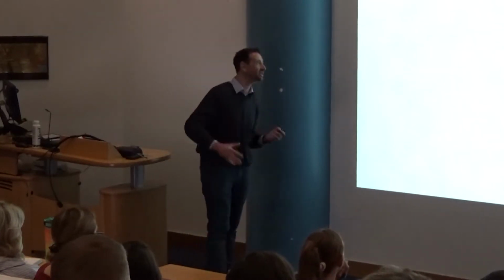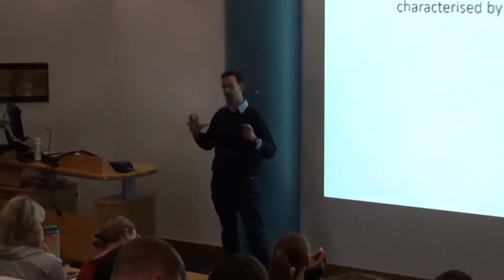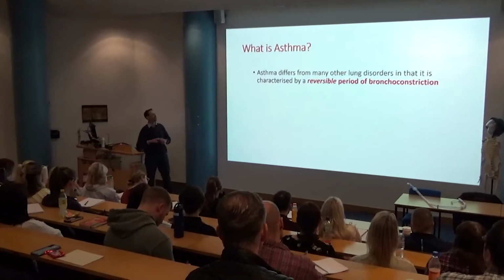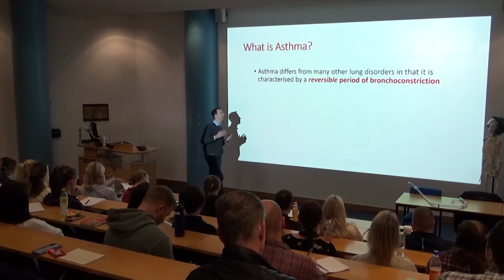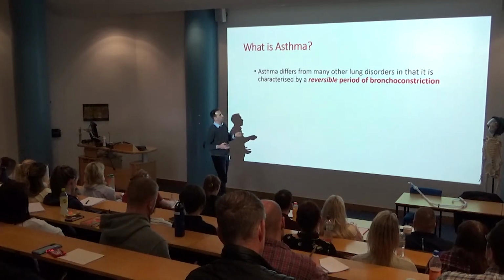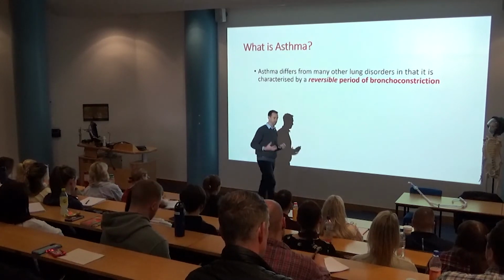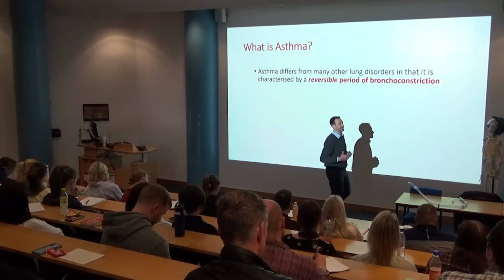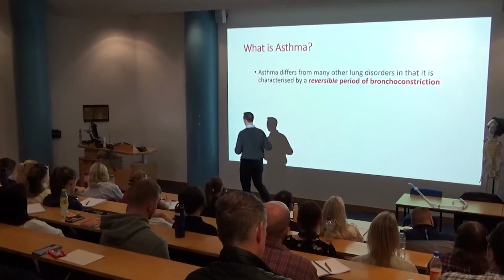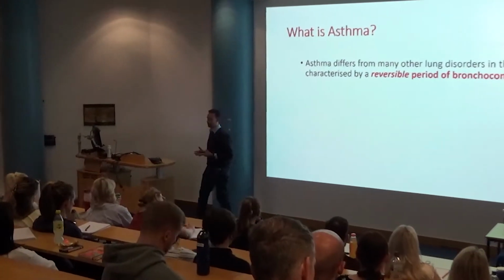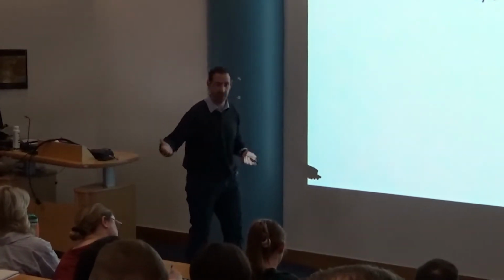So asthma differs from many other lung disorders, okay? It's a bit of a particular one. It's in a world of its own because one of the main characteristics of asthma is a reversible period of bronchoconstriction. So asthma is a chronic respiratory condition that is characterized by reversible periods of bronchoconstriction. And the whole point of it being reversible is when you guys kick in, okay?